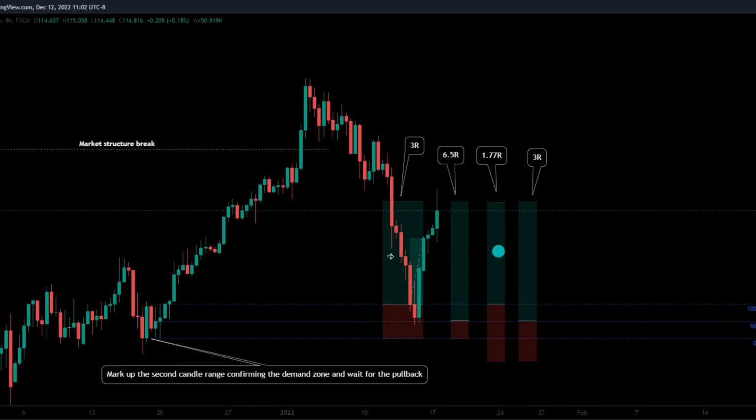There. So price dipped and tagged the mid-range, netting 3R. This one tagged the top, enter at the top, net 3R. If you entered in mid-range, stop on the low, 6.5R. This one is 1.77R, and this one is 3R. It was a pretty quick trade.